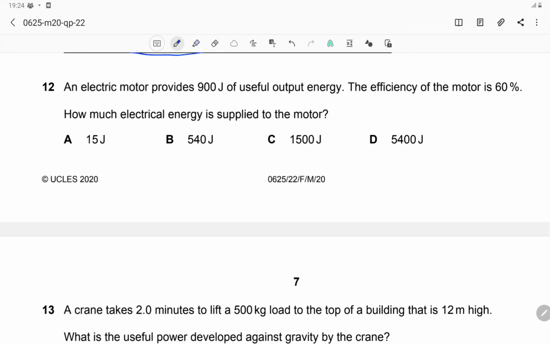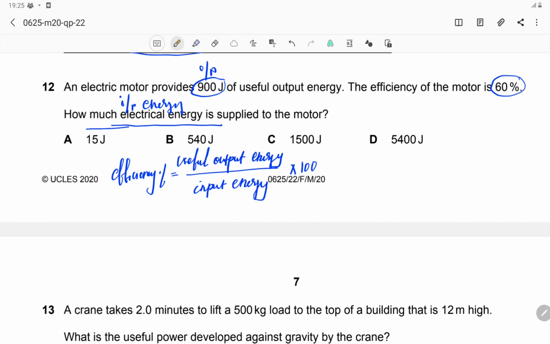Question 12. An electric motor provides 900 joule of useful output energy. The efficiency of the motor is 60%. How much electrical energy is supplied to the motor? So here you need to find how much electrical energy is supplied. That is the total input energy. You have to find it out. The useful output energy is given and the efficiency is also given.